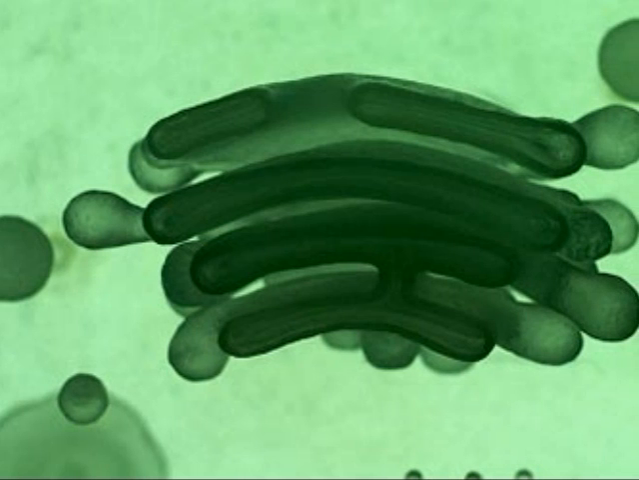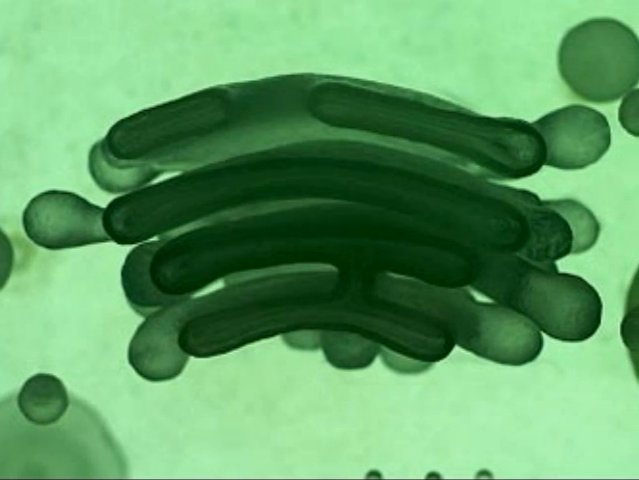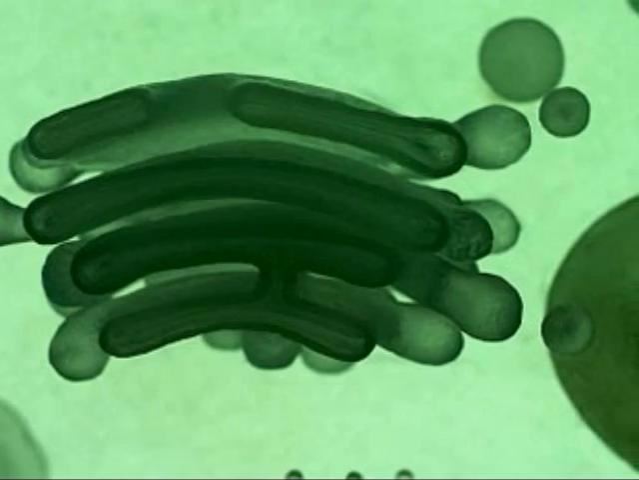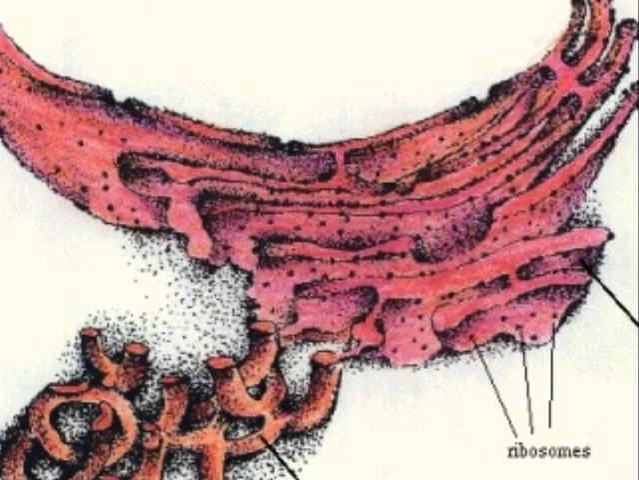Speaking of the Golgi body, here it is now! The Golgi is often called the UPS of a cell because it packages and modifies proteins for the rest of the cell to use. Finally, we're approaching the center of the cell.